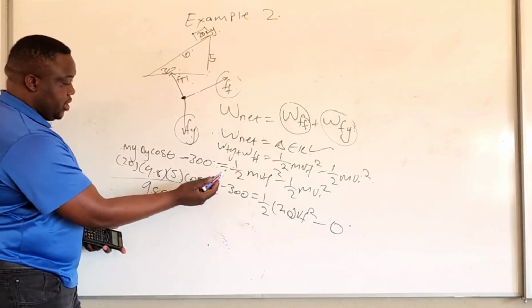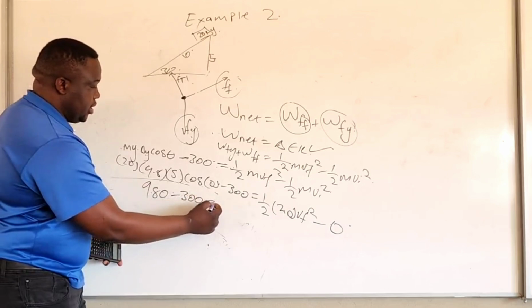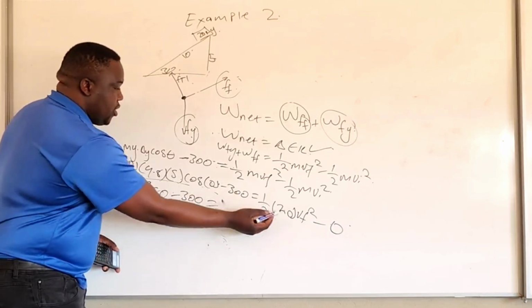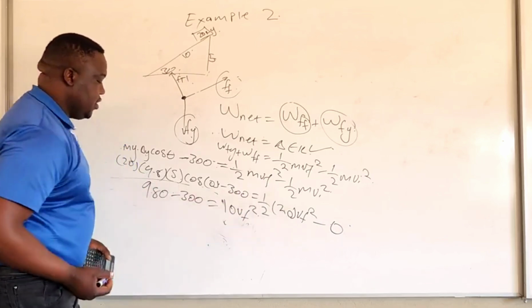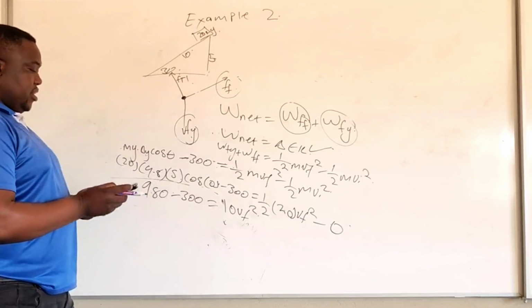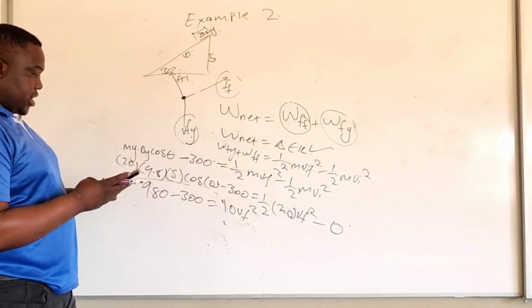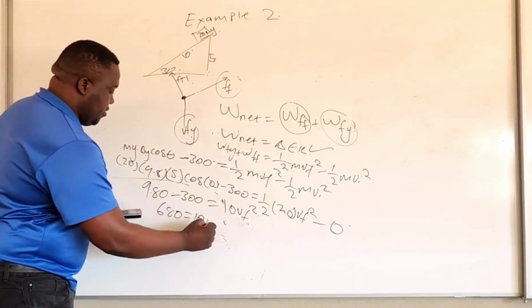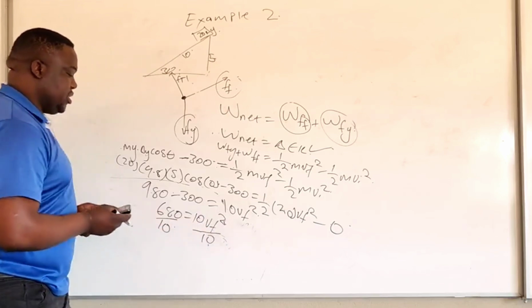980 cos 0 is 1. Then I'm going to have 980 minus 300 is equal to 1 over 2. Actually, 1 over 2 multiplied by 20 will give us 10. I'm going to have 10 Vf square. And 980 minus 300 will give me 680, which is equal to 10 Vf square. Then I divide by 10 on both sides.